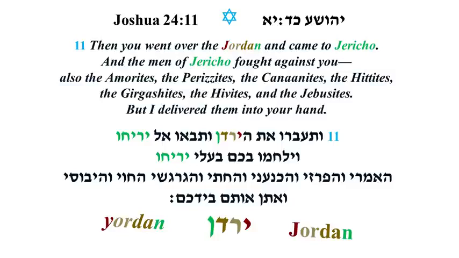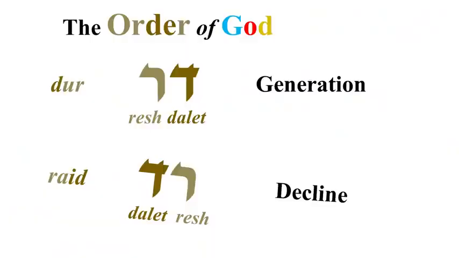And notice its spelling. Yod, Resh, Dalet, final Nun. And why? What does the river do? The river flows down. And so it has that Resh, Dalet, declining, 2 letters in it. Very nice. So we have, look at the order of God. Okay, if you put Dalet Resh, you get generations. If you put Resh Dalet, it's declining.